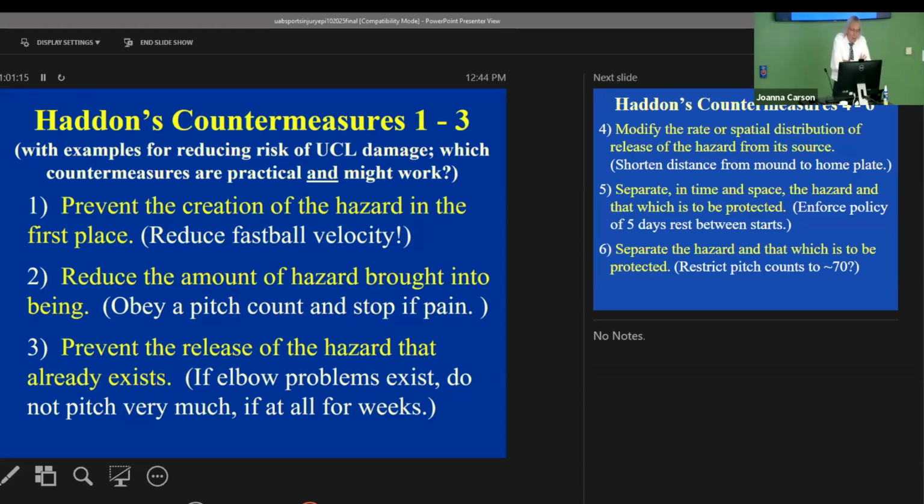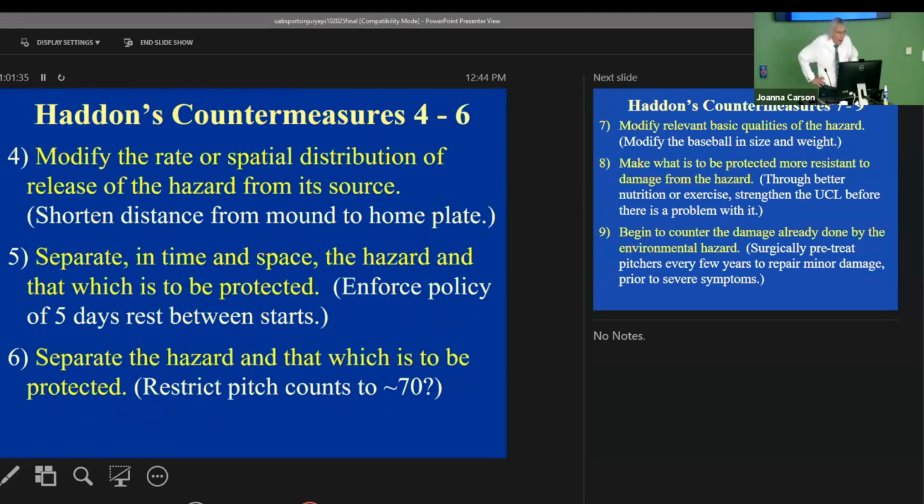So one of the countermeasures, and these are like the list written in stone, is prevent the creation of the hazard in the first place, for example, reduce fastball velocity, reduce the amount of hazard brought into being. Once it starts hurting, put the brakes on. Prevent the release of the hazard that already exists. Modify rate or spatial distribution. Okay, so this one I later say this ain't gonna happen.